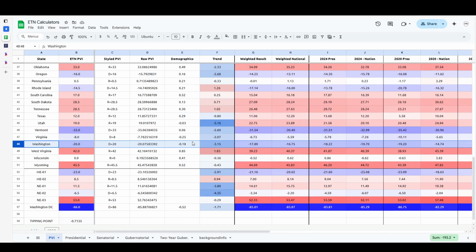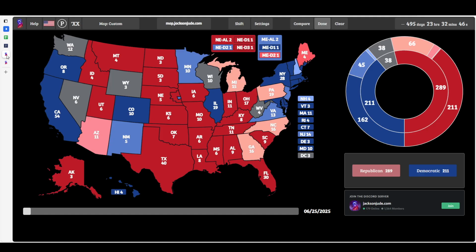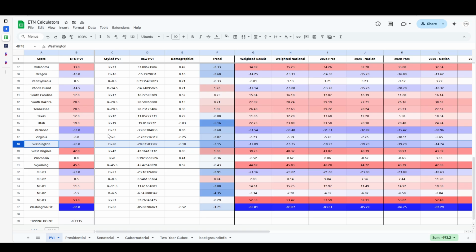Washington, D plus 20. This is another left trending state. It's literally just another part of the Pacific Blue Wall that we talked about before.